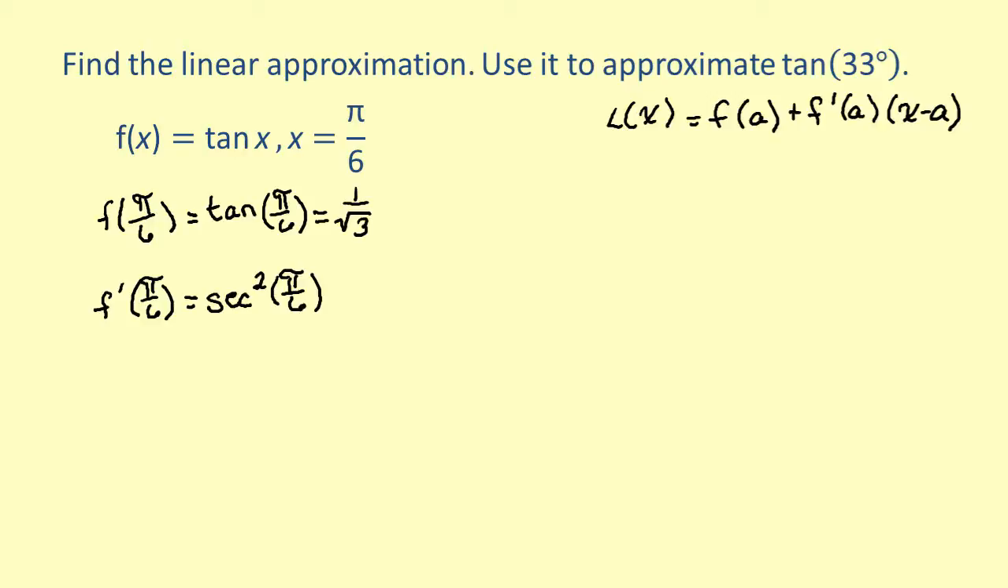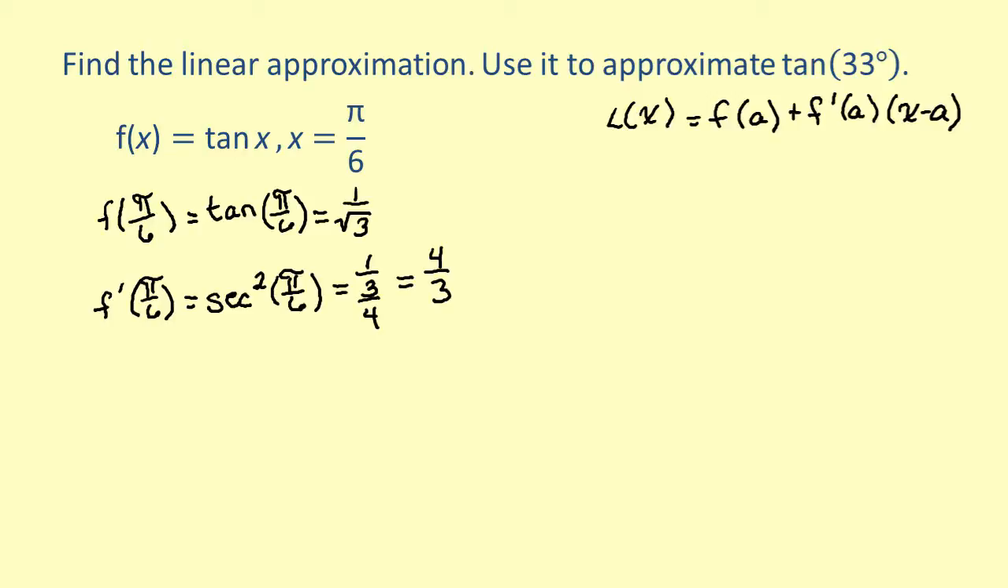The cosine of pi over 6 is the square root of 3 over 2, so the cosine squared of pi over 6 would be 3/4. This means that the secant squared of pi over 6 is equal to 1 divided by 3/4. Simplifying, the secant squared of pi over 6 is 4/3. Now that we have most of our information, let's set up our equation.